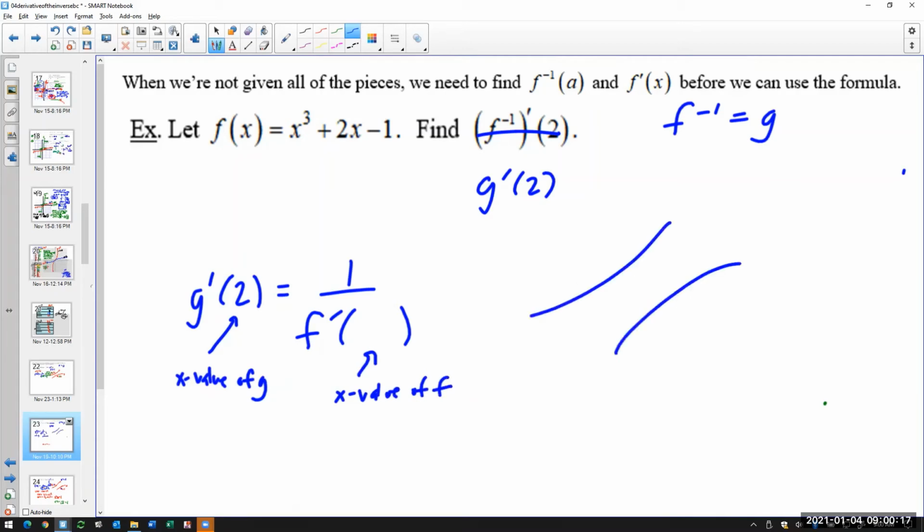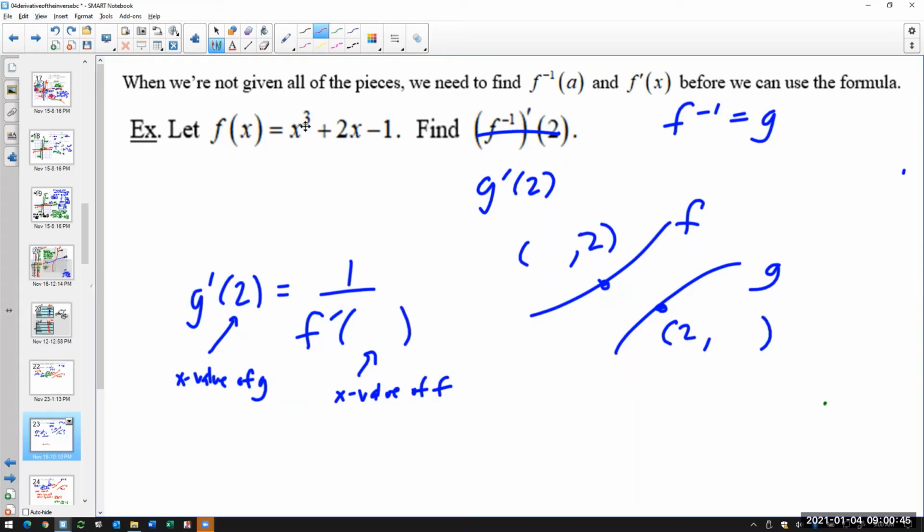Let me go ahead and draw my little picture here. There's my f and there's my g. I have 2 corresponding points. This is the x value of the g, so I'm going to put a 2 there. If this is the x value of the g, then that 2 is actually the y value of the f. You guys good with me so far? These are called corresponding points. How do I find the x value of my f?